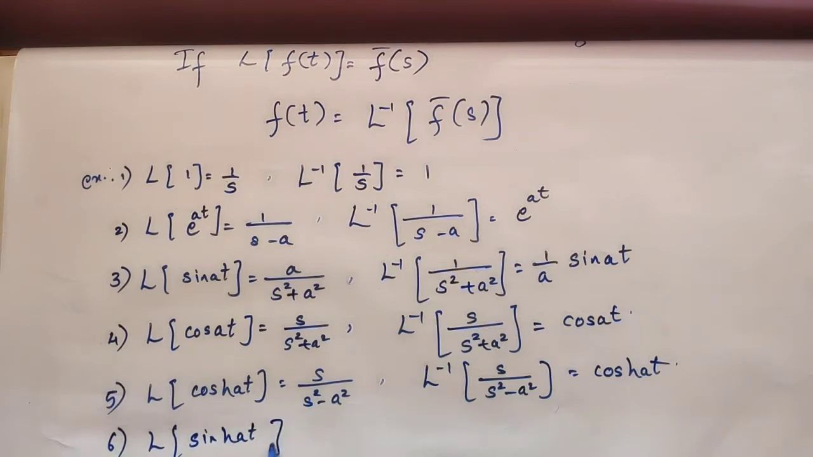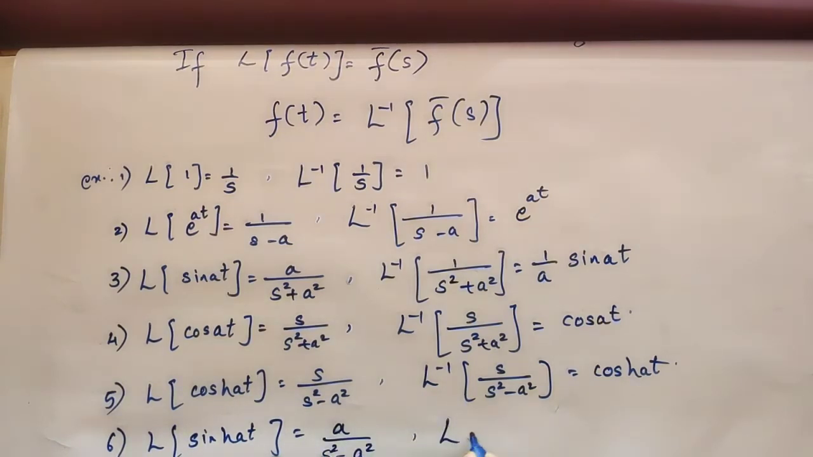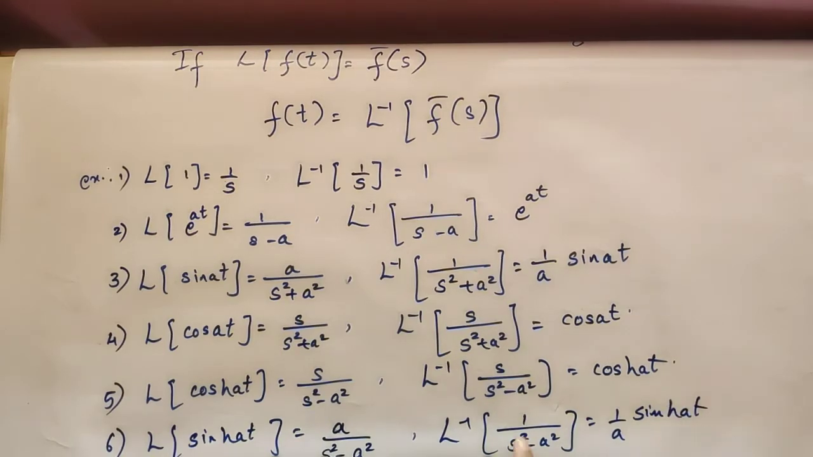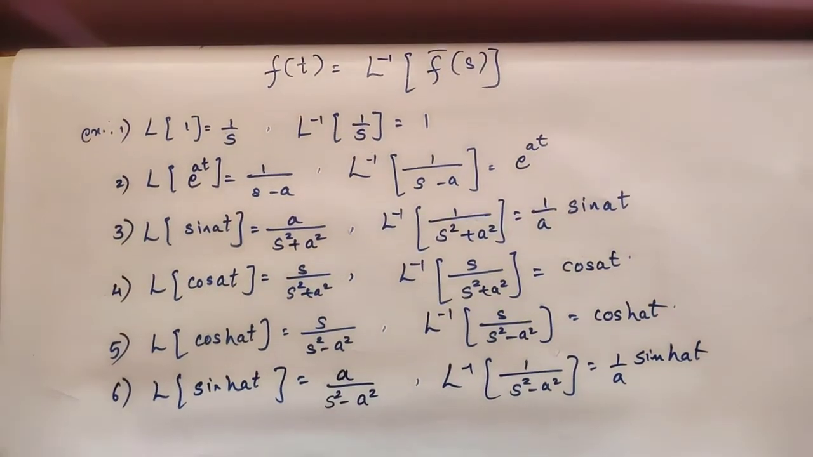Let us write that. The Laplace transform of sine hyperbolic at is a divided by s square minus a square. Eventually I can write the inverse Laplace transform of 1 over s square minus a square as 1 by a sine hyperbolic at. Had it been a over here, I would have simply written sine hyperbolic at. Okay, I hope this is clear to you.